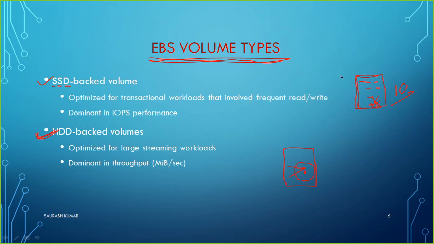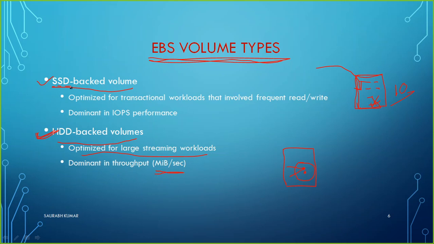So if your volume, because EBS is a volume, is being created on such kind of hard disk, it comes under the category of SSD backed volume. If your volume for connecting with an EC2 instance is on the other kind of hard disk, we call it an HDD backed volume. This type of volume we generally prefer for large streaming workloads, and generally it gives you throughput in Mbps, megabits per second.